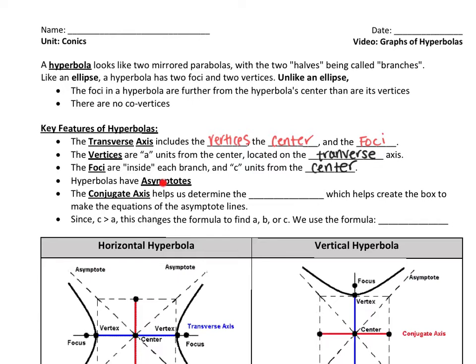Hyperbolas have asymptotes, which we'll talk about in a minute, and the conjugate axis helps us determine the B value, which helps us create a box to make the equations of the asymptote lines. And this time, since C is greater than A, this changes the formula to find A, B, or C. So the formula is going to be C squared equals A squared plus B squared. All right, let's take a look at what these pictures look like.